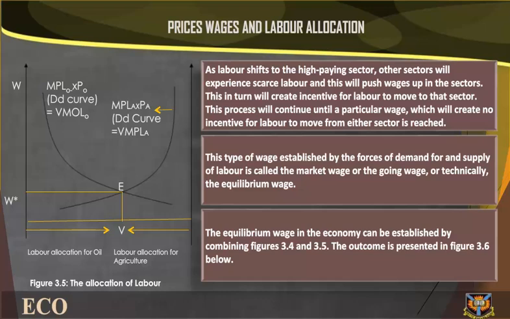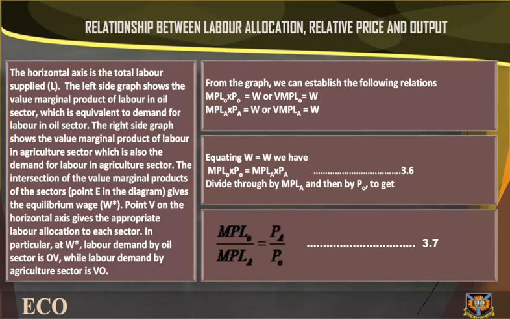This equilibrium wage in the economy can be established by combining figures 3.4 and 3.5. The outcome is presented in figure 3.6 below. Relationship between labor allocation, relative price, and output. The horizontal axis is the total labor supplied, L.